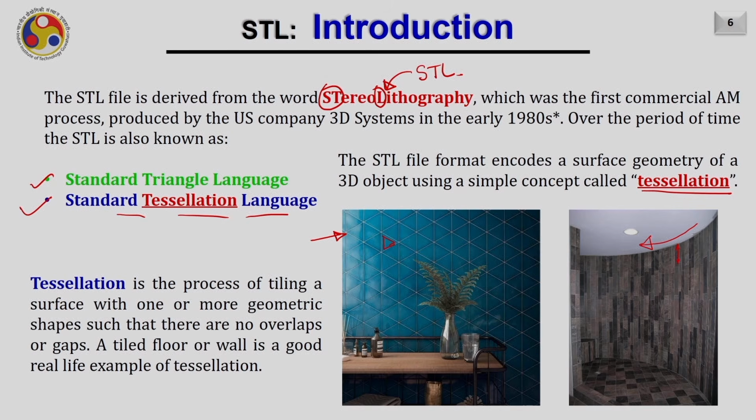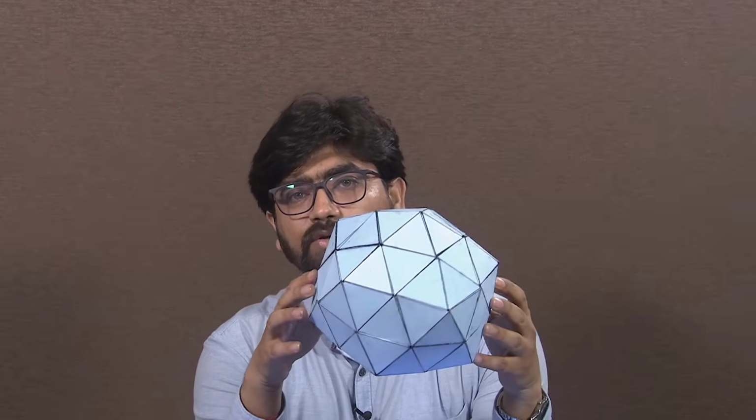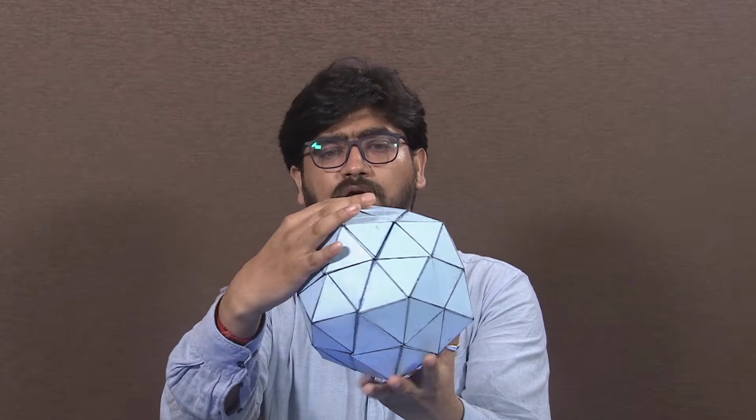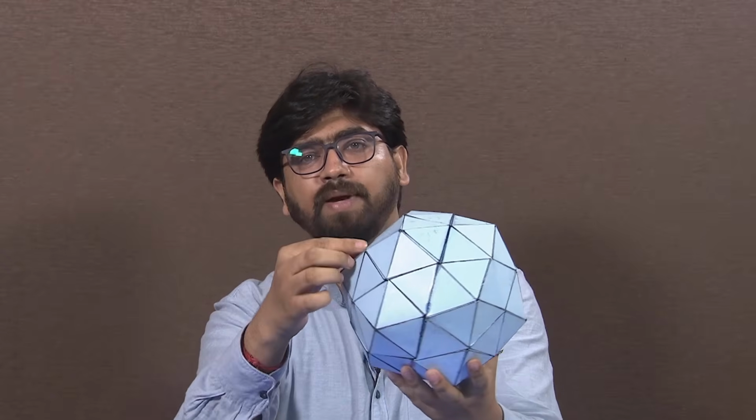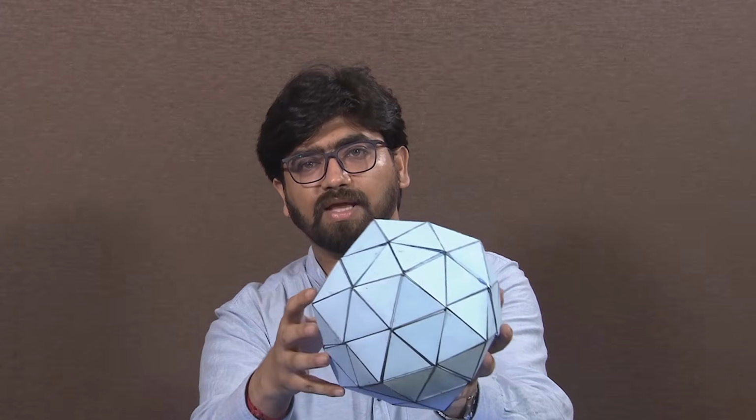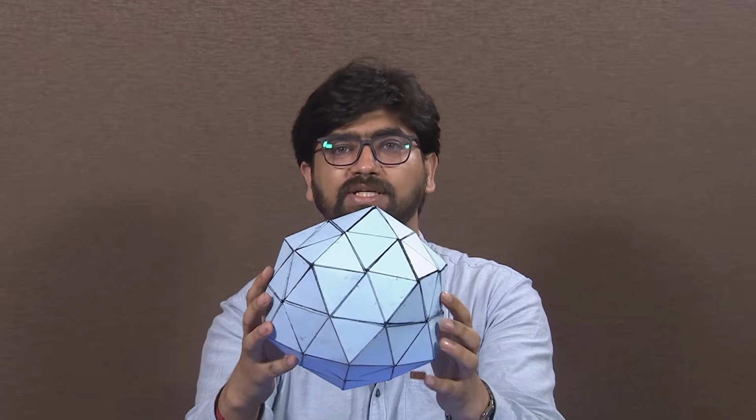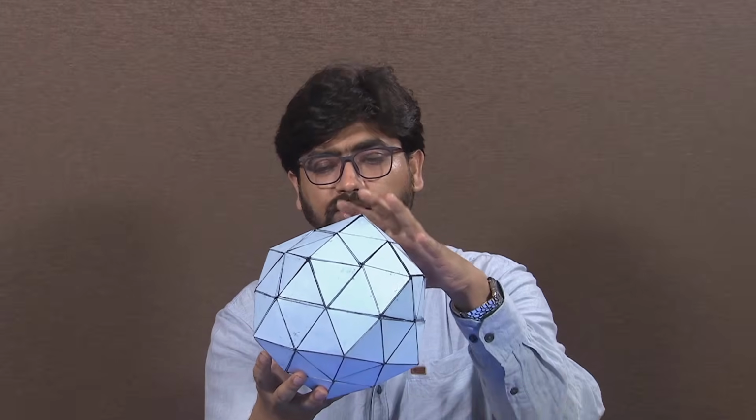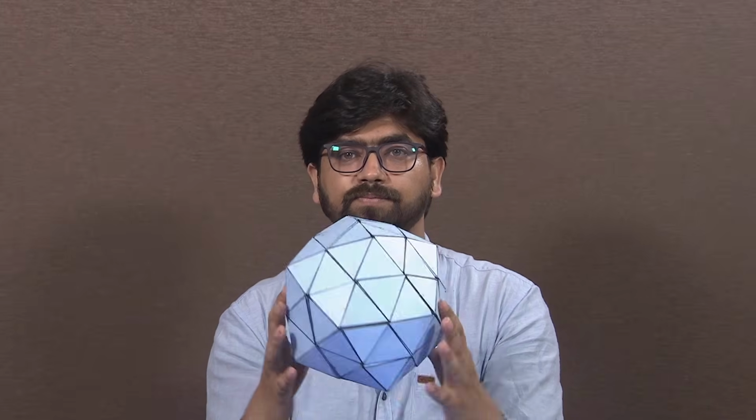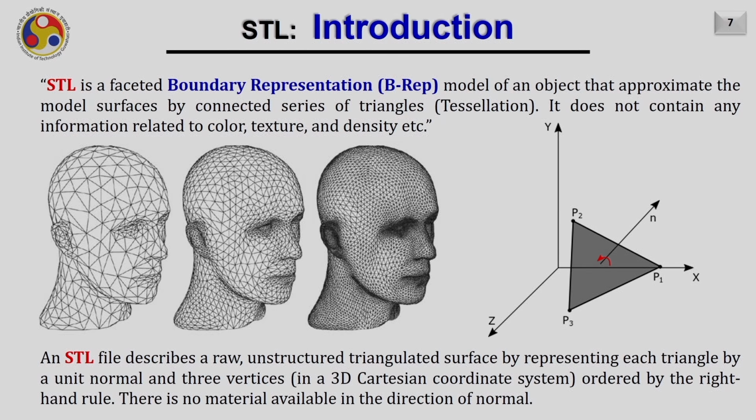I'll show you one real life example of an STL file. This is an approximation of a sphere. You can see that the outer surface or the boundary of this object is represented by triangles. And hence, it is not a very accurate representation, but approximately it represents the object. So, STL is basically a faceted boundary representation of the model that approximates the model surface by a connected series of triangles. It does not contain any information related to color, texture or density inside the object.